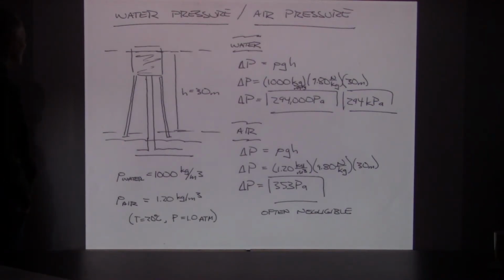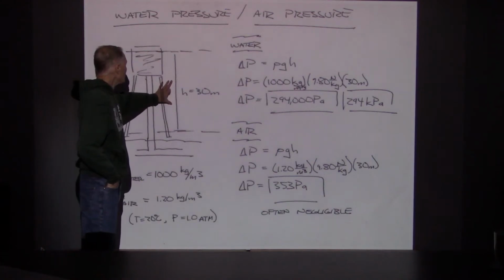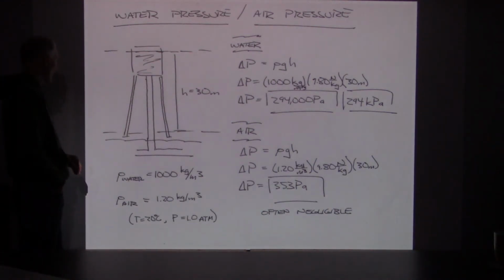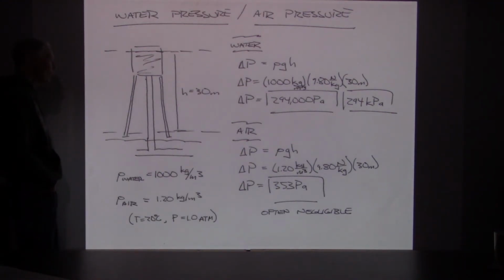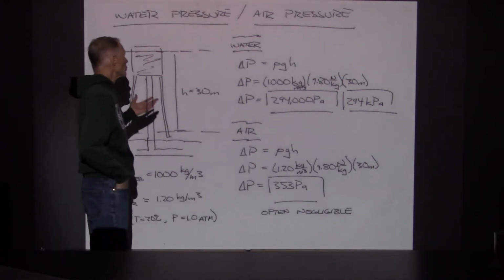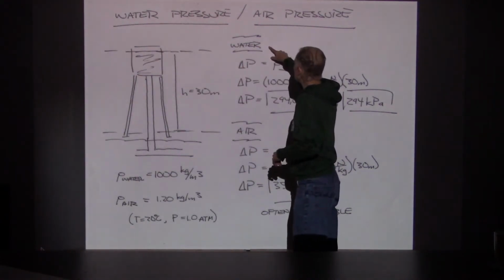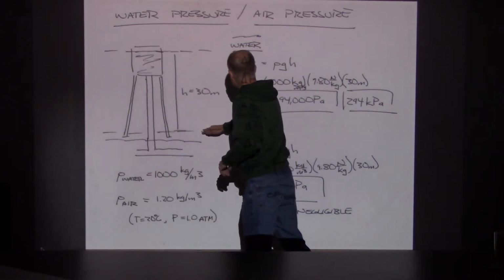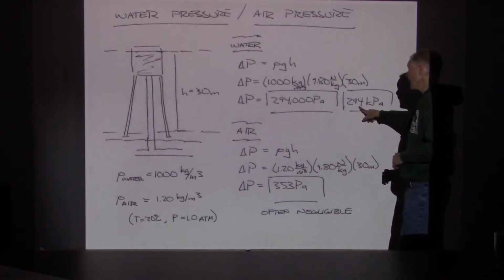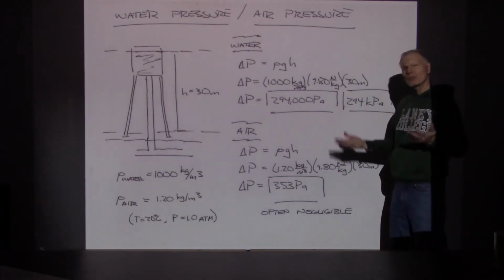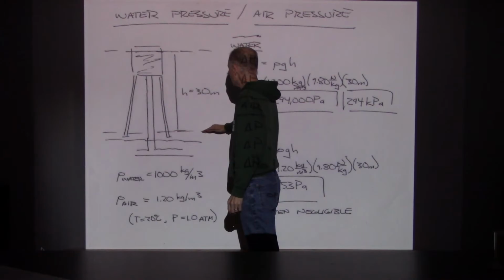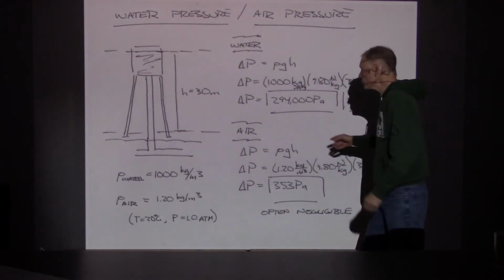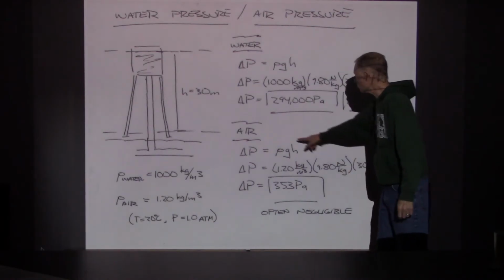Let's see, what else do we have here? So here again is this water tower. Here's this height of 30 meters down to the water main. And what's happening in terms of air pressure? I was just curious. We just did this example. So we said that the difference in water pressure from here to here worked out to be 294,000 pascals. Well, what's the difference in air pressure? Isn't there a difference in air pressure when I drop down 30 meters? And there is. We can use the very same formula. Delta P is equal to rho g h.